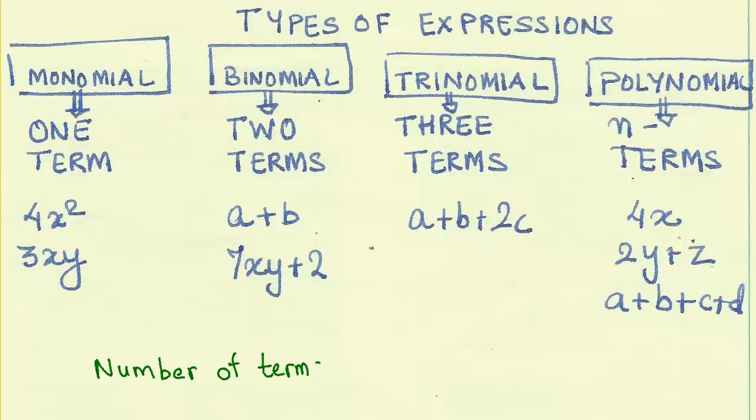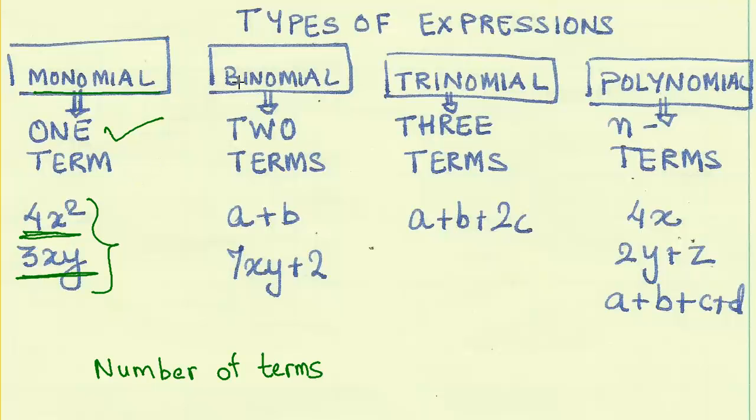So we are looking at the number of terms. Now let's start with the first and the simplest type of expression, known as monomial. Mono means one, and essentially a monomial is an expression that has just one term. Some examples here: 4x squared is one single term, 3xy again is a single term. So these are examples of a monomial.